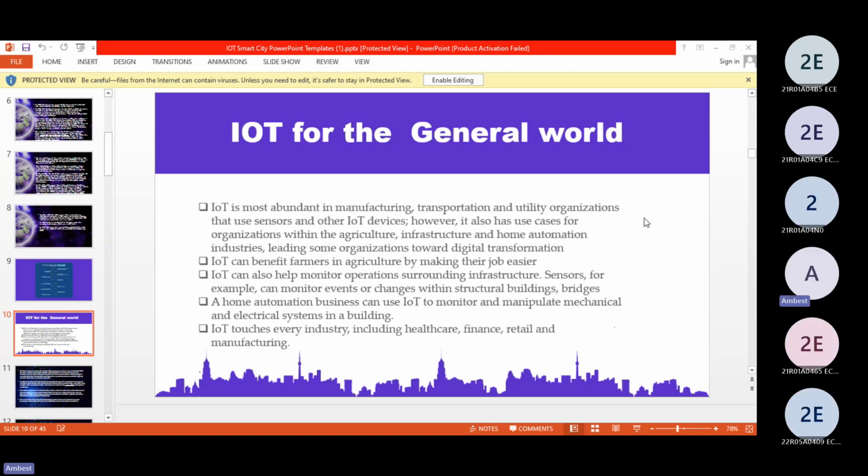So in that way, agriculture is going to use the IoT, and the farmer is going to benefit by having the job made easier.